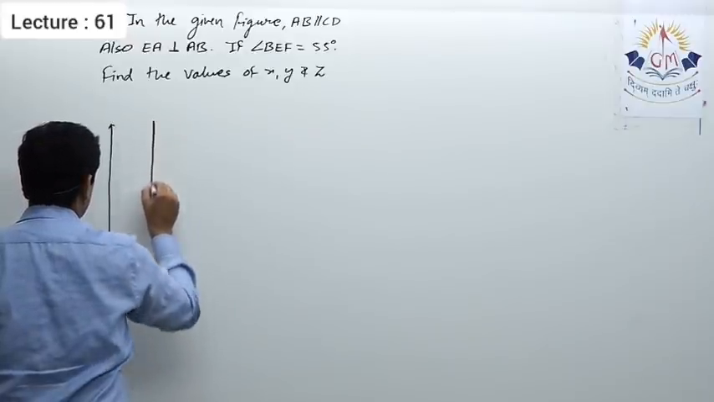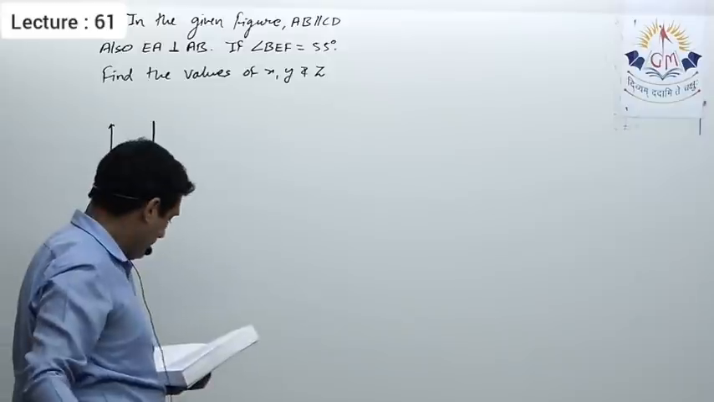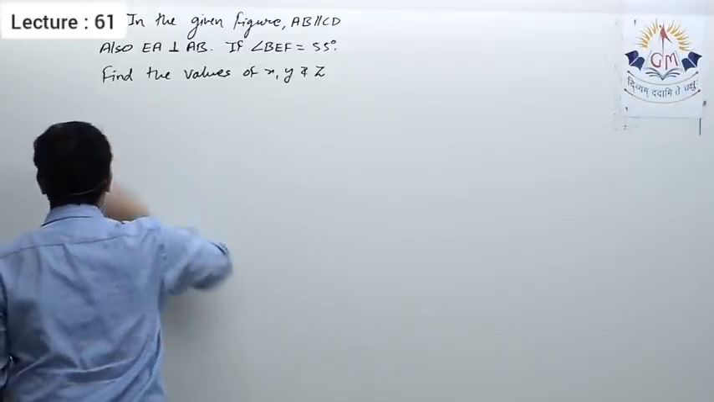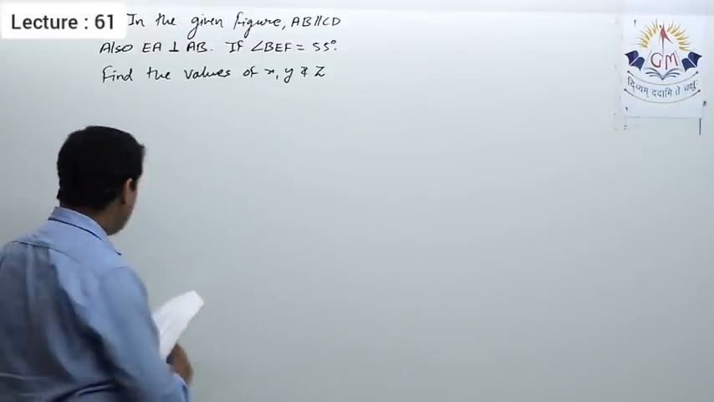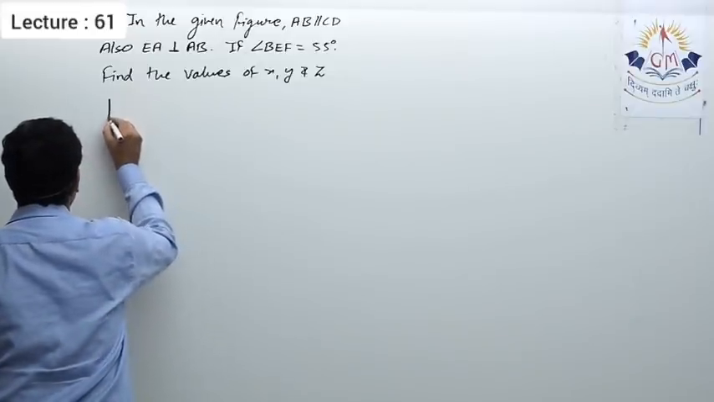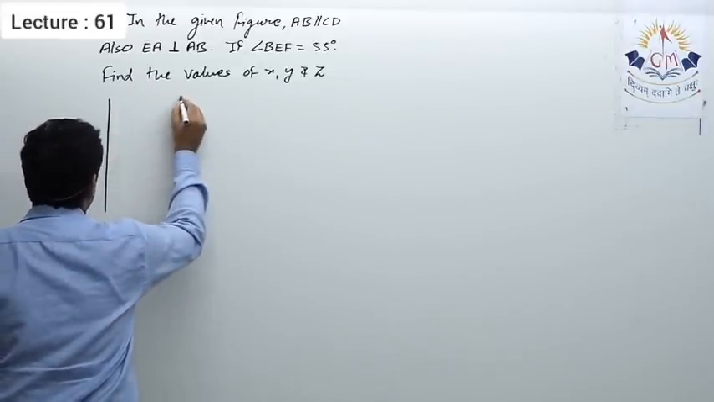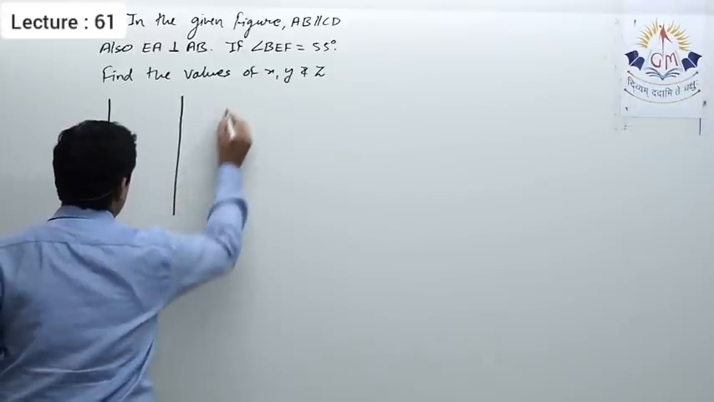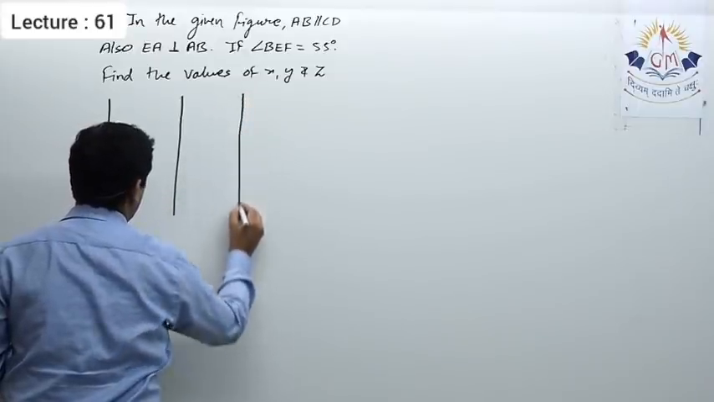Okay, three lines are given which are parallel to each other, as given in the question itself. In this way three lines are given.